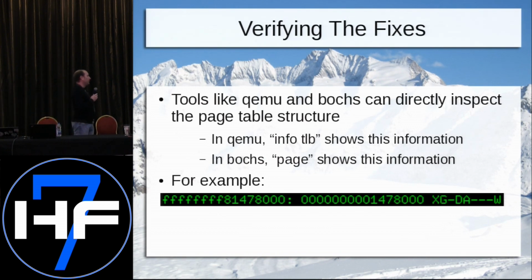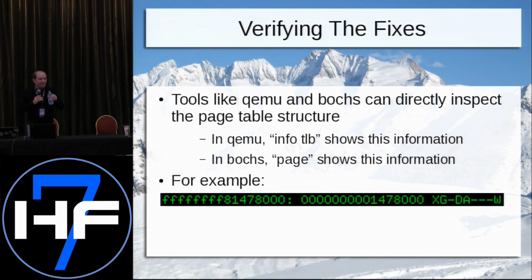QEMU and Bochs can help you with this a little bit, I found. In QEMU, you can dump what they call the TLB, which is not the TLB, it's really just the listing of page translations. It's a page table dump. For example, a mapping like that says FFFFFFFF81478000 maps virtually over to that physical page, 1478000. What you're looking at there are the permission bits on the end. So what do you think that says? What does the X and the W mean?